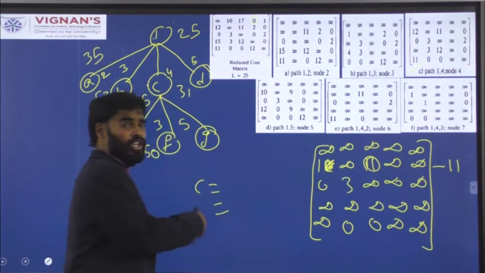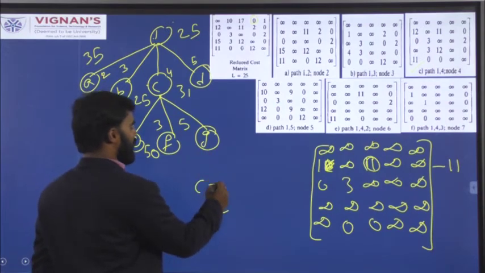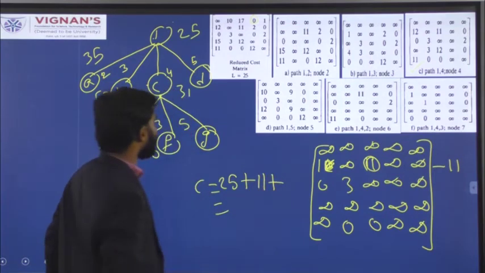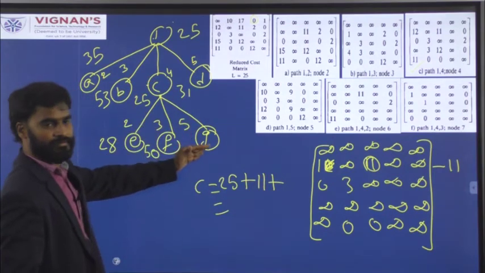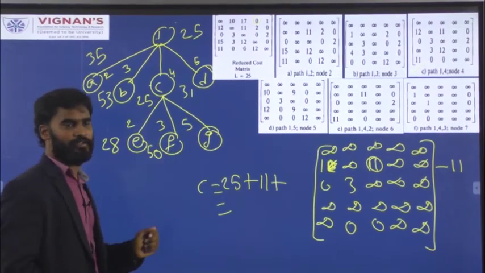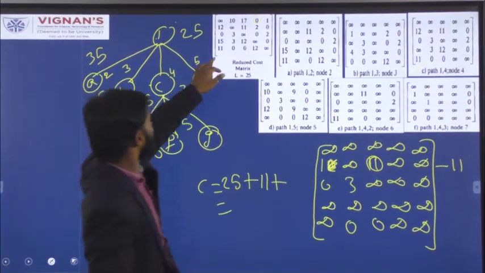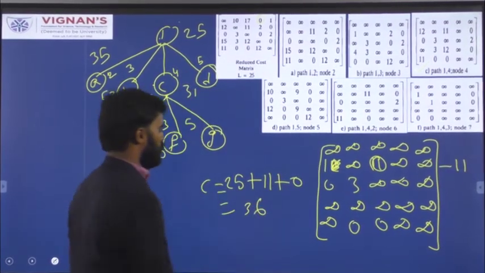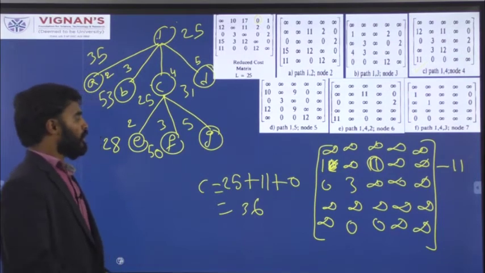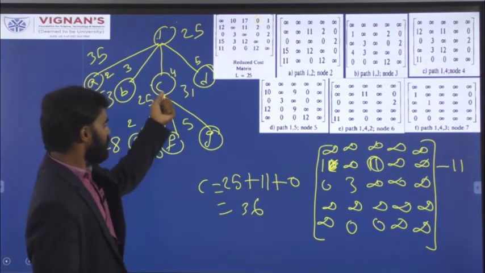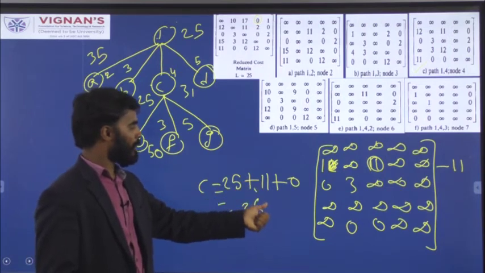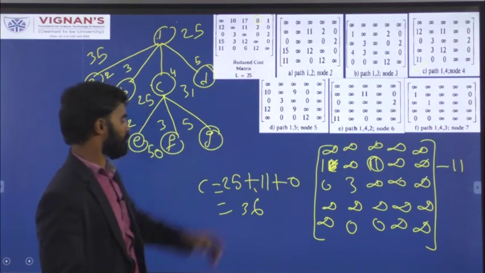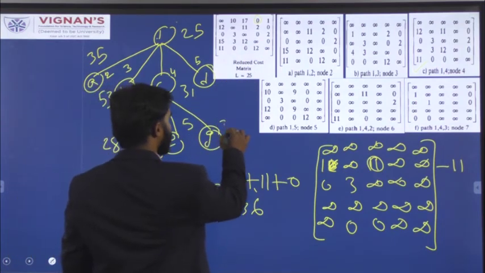So the total cost of G is the cost of its parent 25, the cost of reduction plus the distance from 4 to 5. C is representing 4, G is representing 5, 4 to 5. The 4 to 5 is 0. So the cost is the cost of its parent plus reduction cost plus the distance from 4 to 5, which is 0. So this is 36 for G.